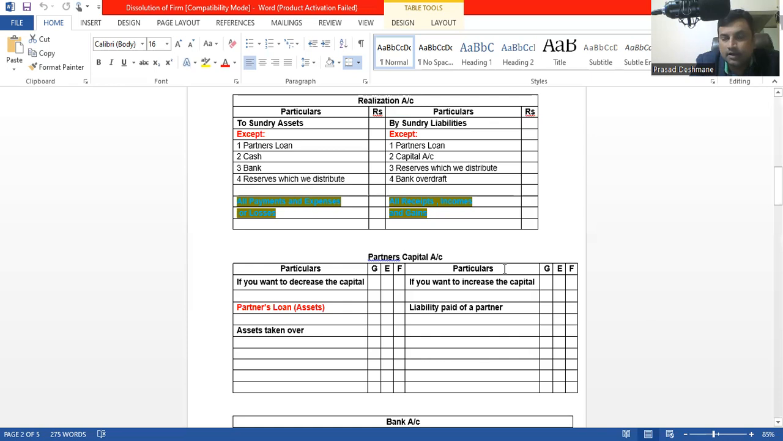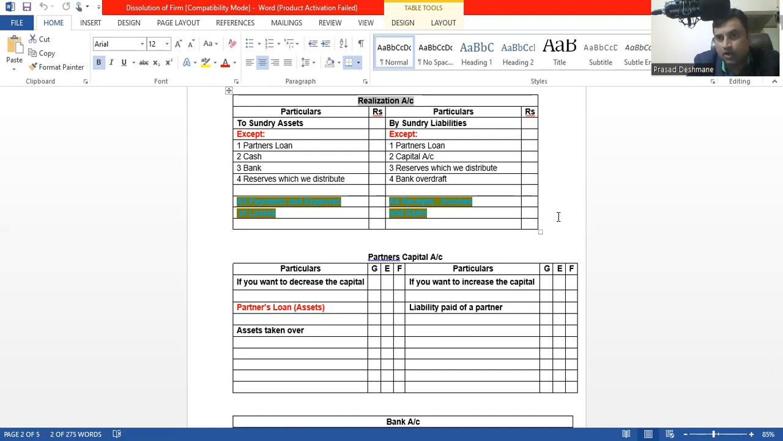Generally, these accounts we open in the dissolution. First account is the realization account. What is the meaning of realization? Realization means we are releasing the money, or we are getting free from this particular business. We are getting free. That is called realization. That's why we have the realization account.